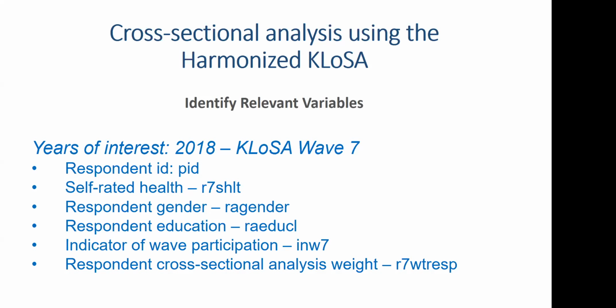In KLOSA, the respondent ID is called PID, and self-rated health for this wave is called R7SHLT. We'll also pull in the respondent's gender, called RAGENDER, and their harmonized education level, which is a simplified version of the ISCED categories called RAEDUCL. We also have an indicator of wave participation called INW7, and we have our individual cross-sectional analysis weight called R7WTRESP.